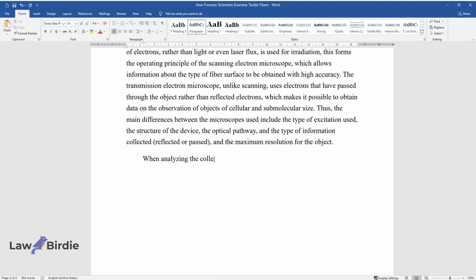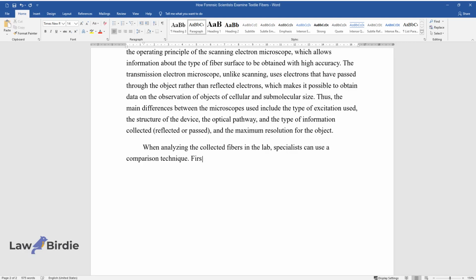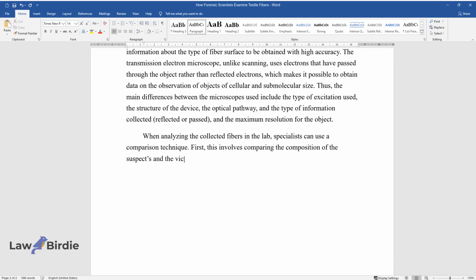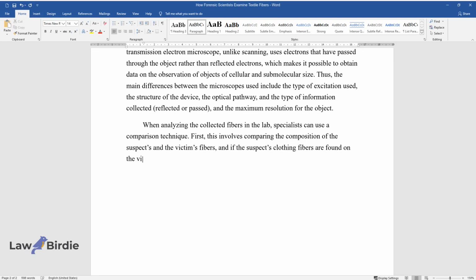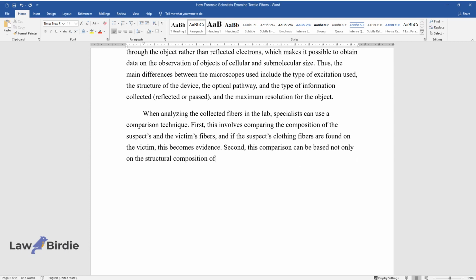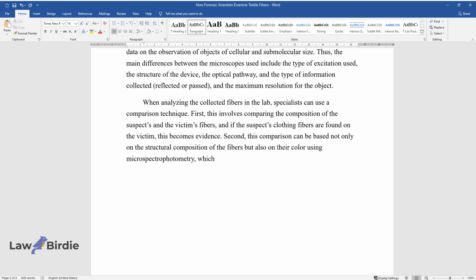When analyzing the collected fibers in the lab, specialists can use a comparison technique. First, this involves comparing the composition of the suspect's and the victim's fibers, and if the suspect's clothing fibers are found on the victim, this becomes evidence. Second, this comparison can be based not only on the structural composition of the fibers but also on their color using microspectrophotometry, which can also be a powerful piece of evidence.